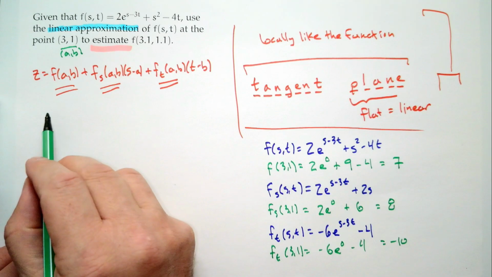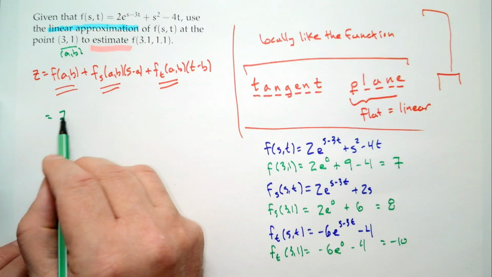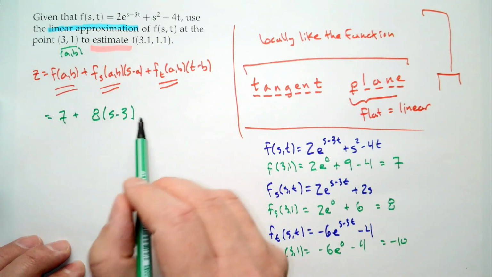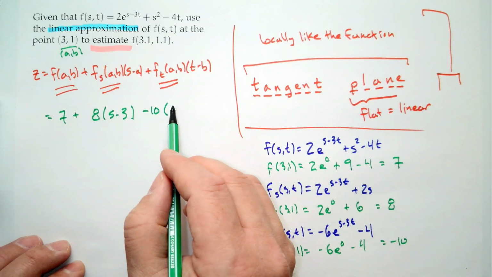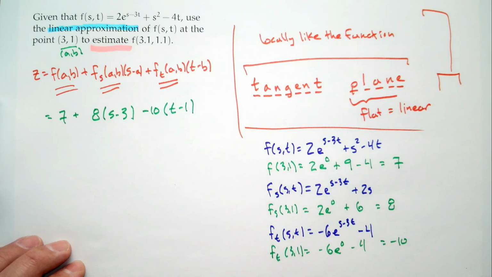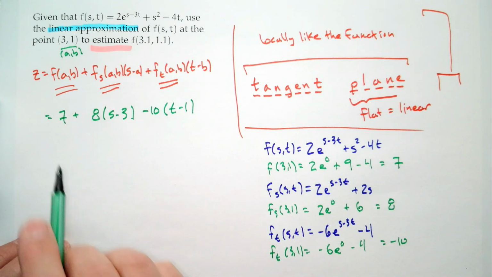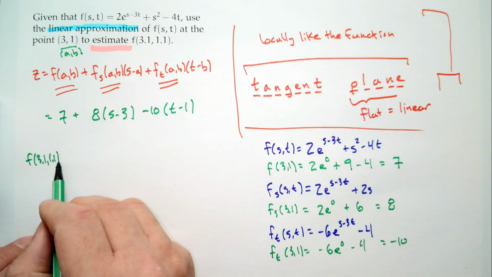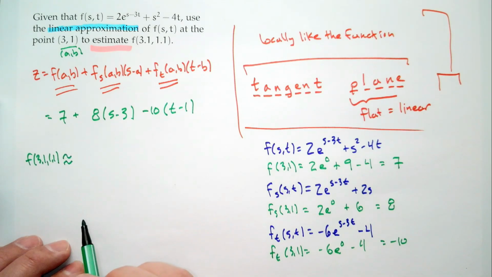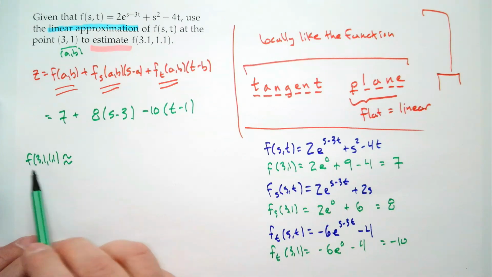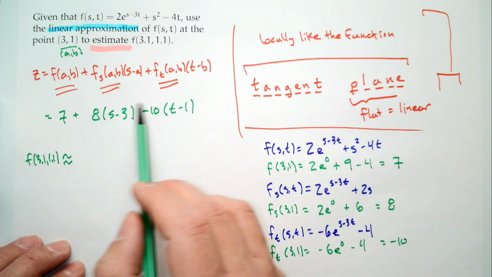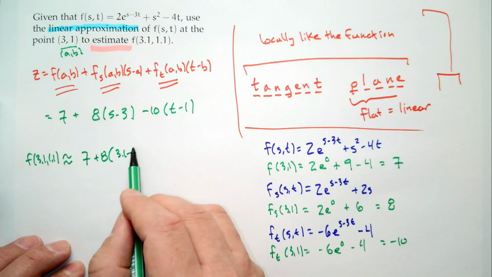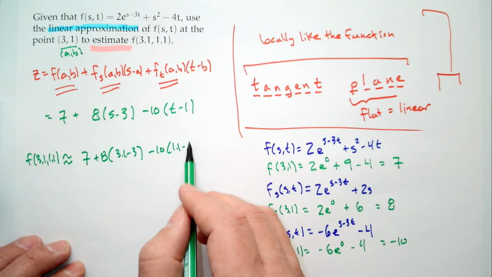so that our linear approximation becomes f of (a, b), 7, plus 8, which is our f sub s, times s minus 3, because a is 3, minus 10 times t minus 1. Okay. So finally, this is our tangent plane, this is our linear approximation, so we get that f at (3.1, 1.1), the value of the function, is approximately what would happen if we look at (3.1, 1.1) on the plane. So we're going to plug this pair of points into our plane. So we get 7 plus 8 times 3.1 minus 3 minus 10 times 1.1 minus 1.